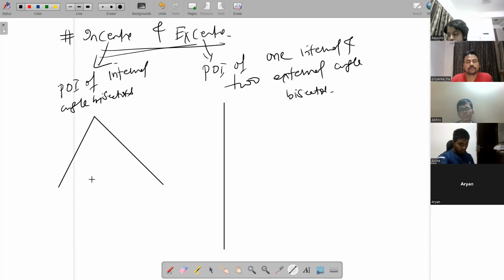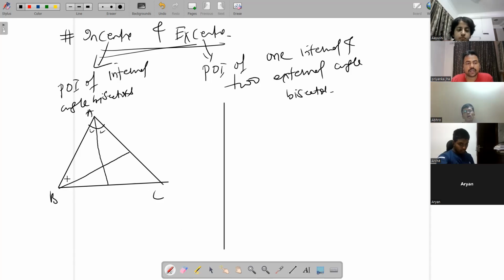triangle A, B, C. Angle bisector. Internal angle is this, so this is the angle bisector. So this angle C, this is the angle bisector of B, so this and this are the same, and this is the angle bisector of C, so this angle and this angle are the same. So this is called incenter. So this is I.